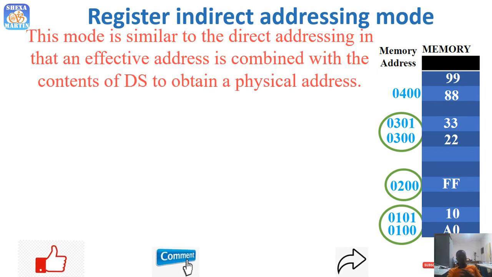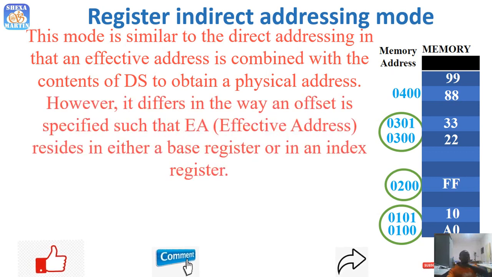So this mode is similar to direct addressing in that an effective address is combined with the contents of DS to obtain the physical address. This is just on physical address calculation. We have talked about this in the previous lecture. So keep on checking the top of this, so that you may see some suggested videos or suggested practical lectures that we have covered earlier. However, it differs in the way an offset is specified, such that the effective address resides in either a base register or an index register.